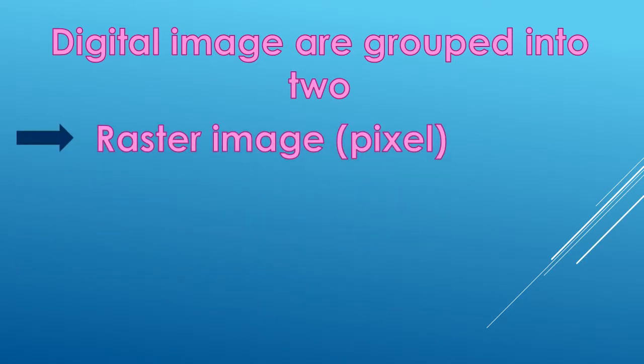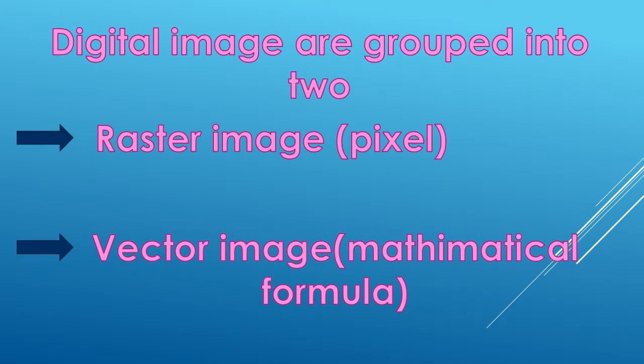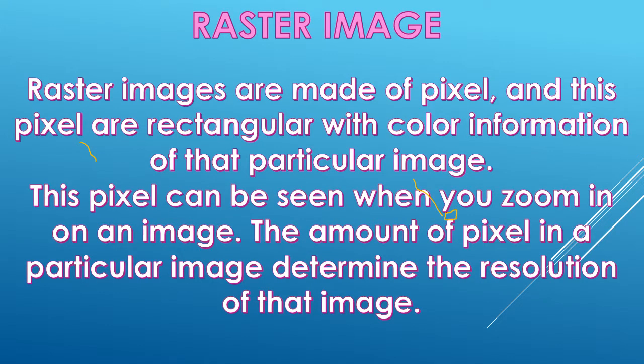Now, when we talk about digital images, they are grouped into two. They can either be raster images, which are made of pixels, or vector images, which are made of mathematical formulas. Raster images are made of pixels, and these pixels are rectangular, each with a color formation of that particular image. What I mean is that when you take an image and stretch it up, or zoom onto that image to edit or change the background, you'll notice you see some square shapes.